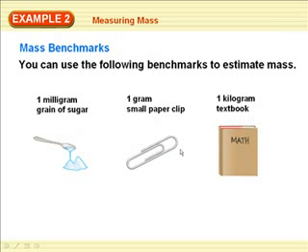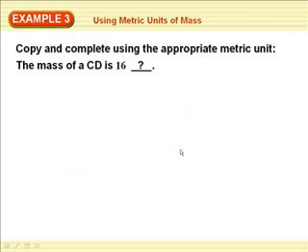Here are some more benchmarks for mass. A milligram is about a grain of sugar, one little teeny tiny grain. It almost looks like salt. 1 gram is about the size of a small paper clip, so that barely weighs anything. And 1 kilogram is about a textbook. Our books are pretty heavy, so I don't know if that's truly a kilogram. Copy and complete using the appropriate metric unit.